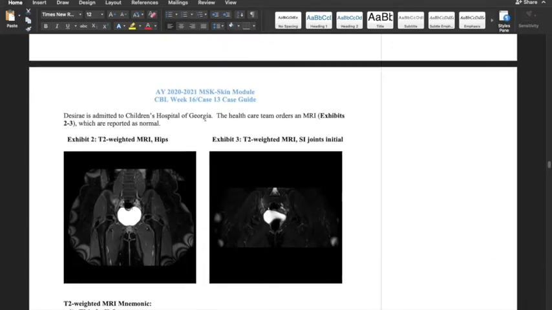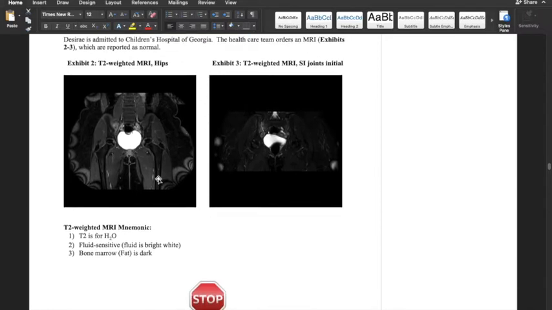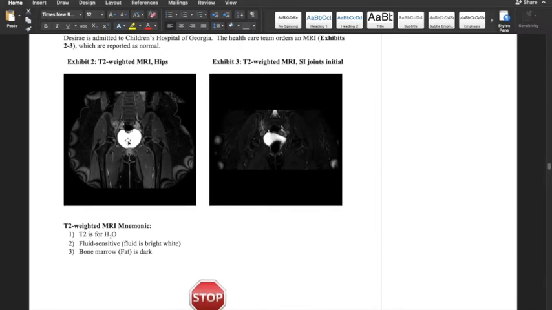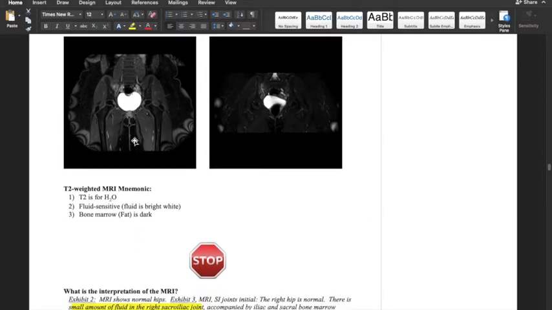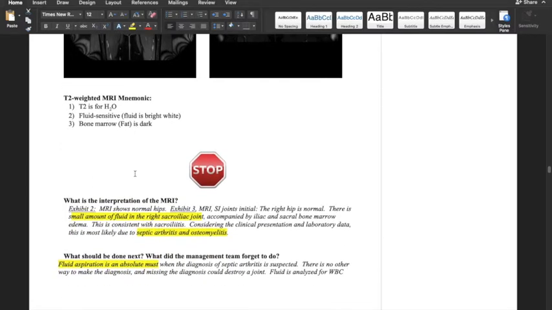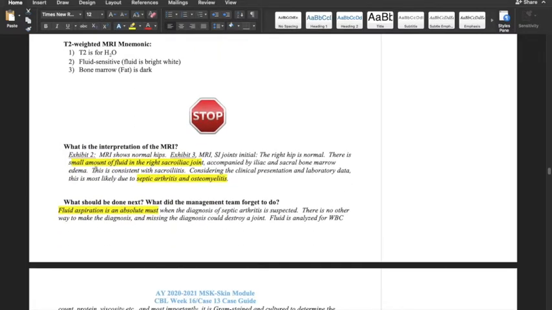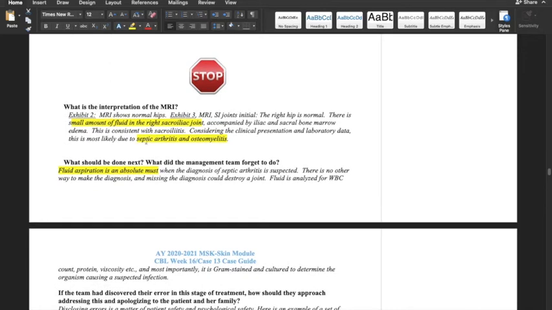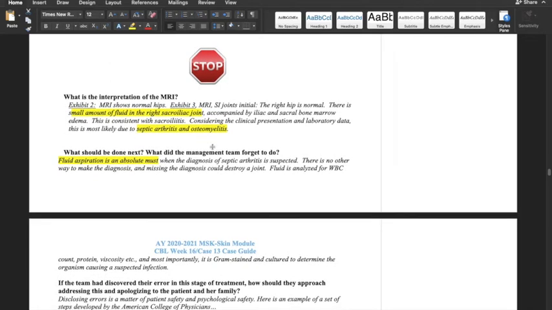So our patient is admitted and they get an MRI. And here, this is a T2 MRI, so everything white has lots of water. And you see there's a little bit of asymmetry in the SI joint. See there's a bit more signal here on the right as compared to the left. And that's concerning for some type of inflammatory process, and they comment on it here: small amount of fluid in the right SI joint concerning for septic arthritis or osteomyelitis.